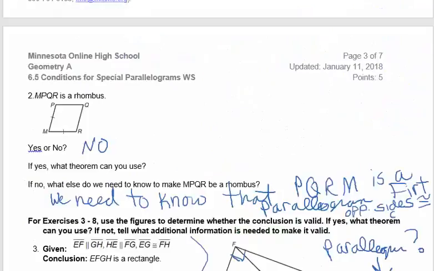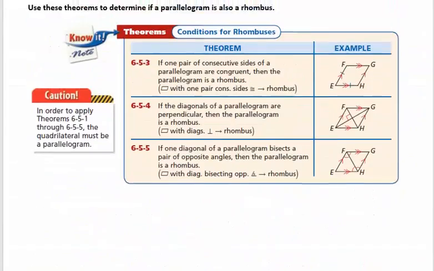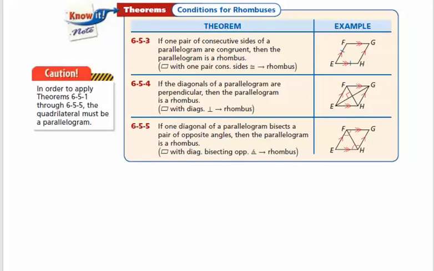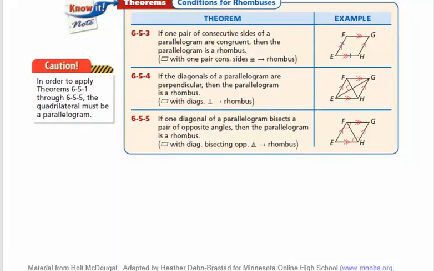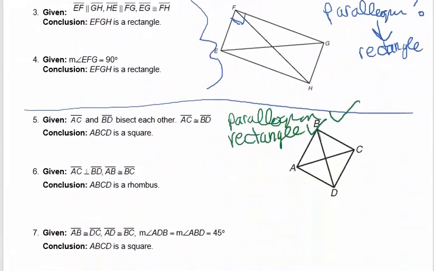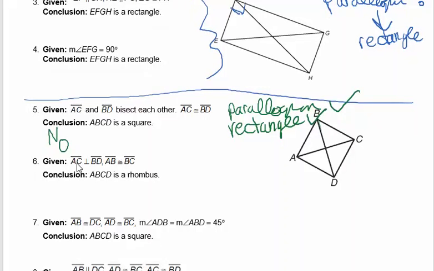So let's look at the rhombus theorems and see if there's anything there that I need to know or that I could use to say that it's also a rhombus. So these are the theorems about how to tell if you have a rhombus. And I don't have anything here that would let me prove. If I knew that the diagonals were perpendicular, then I would have a rhombus. But that's not information that was given to me. So no, I cannot use this to prove that it's a square.